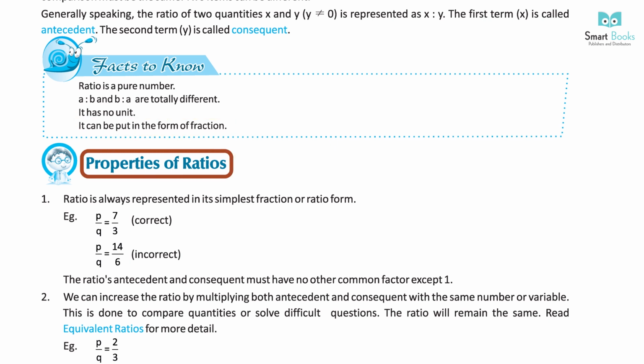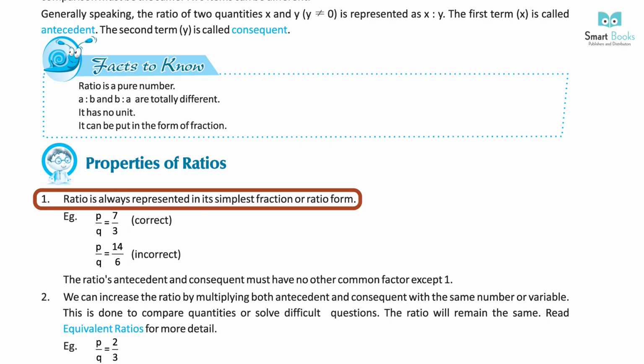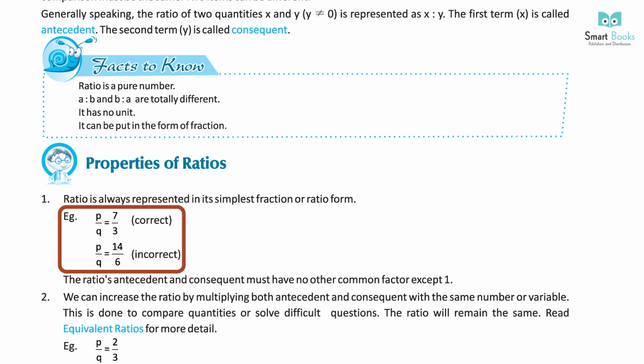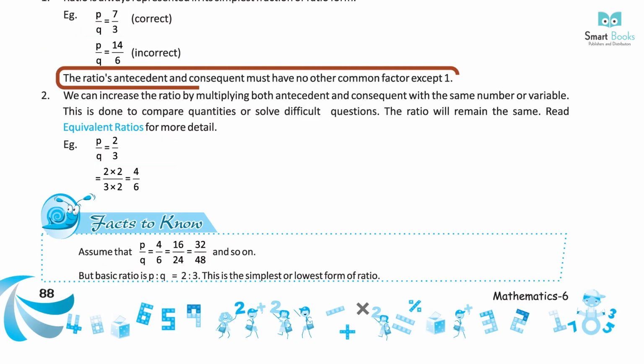Properties of ratios. 1. Ratio is always represented in its simplest fraction or ratio form. Example, P upon Q equals 7 upon 3. Correct. P upon Q is equal to 14 upon 6. Incorrect. The antecedent and consequent must have no common factor except 1.